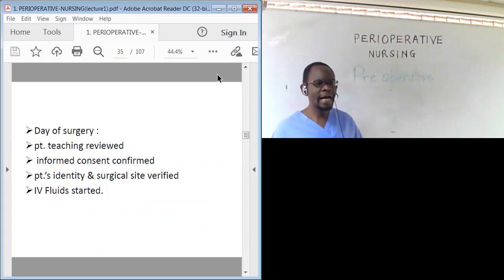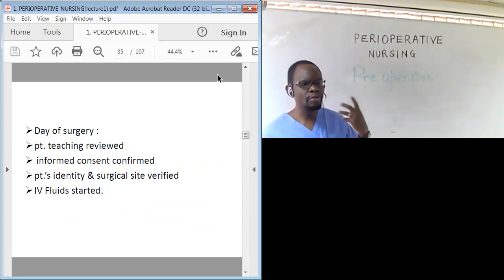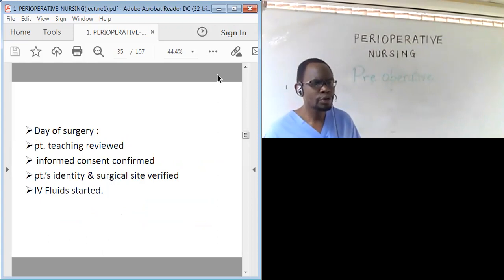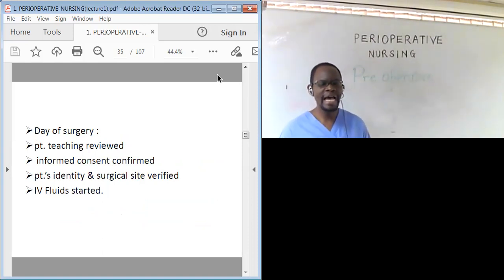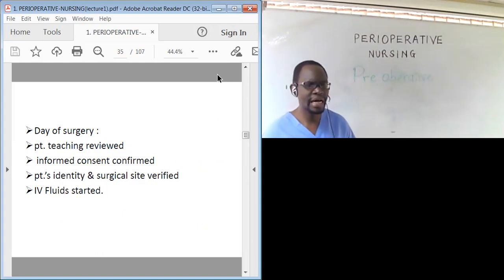All right. Then on the day of surgery, what actually happens? Patient teaching is reviewed. Informed consent is confirmed. The patient's identity and surgical site are verified, and IV fluid is started. Of course, the cannula is inserted, and IV fluids are started on the day of surgery.